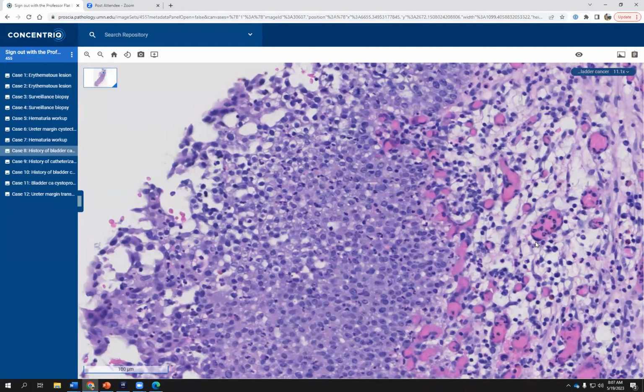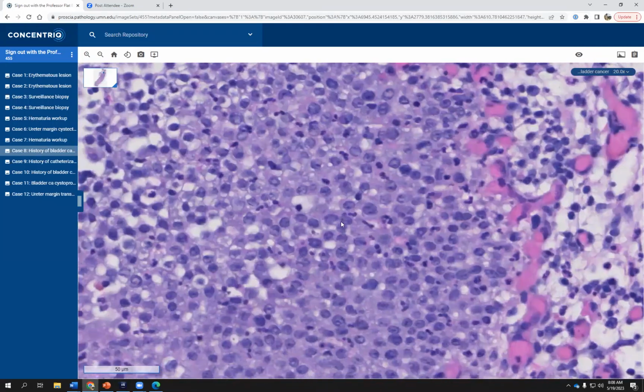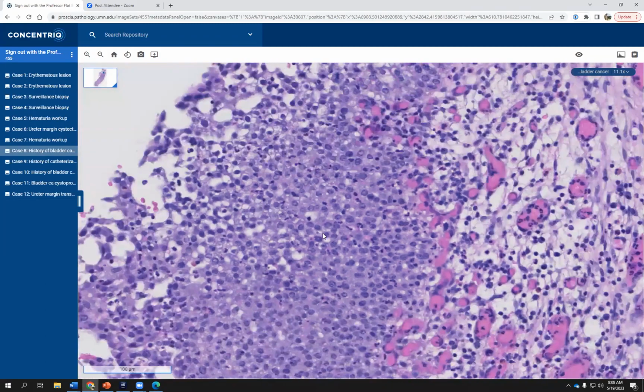Okay, so the helpful features that will make you call this reactive instead of carcinoma in situ is the fact that despite all these that we saw, you will still have very regular rounded nuclear borders, and you don't really see a lot of nuclear hyperchromasia, right?